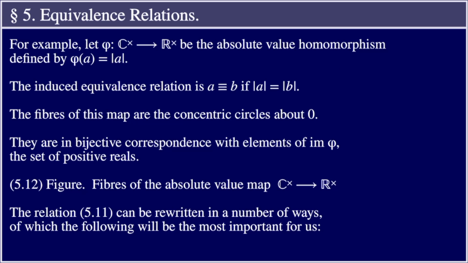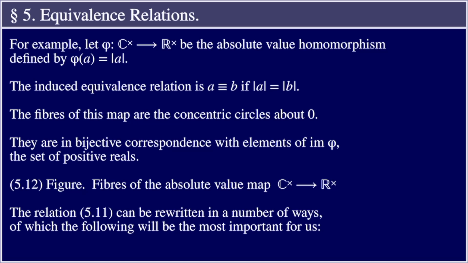For example, let phi mapping C star to R star be the absolute value homomorphism, defined by phi of a is equal to the absolute value of a. The induced equivalence relation: a is congruent to b if the absolute value of a is equal to the absolute value of b. The fibers of this map are the concentric circles about 0. They are in bijective correspondence with elements of the image of phi, the set of positive reals. 5.12 figure. Fibers of the absolute value map, C star to R star.